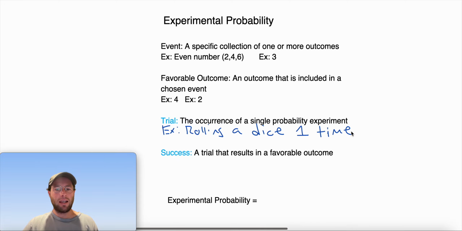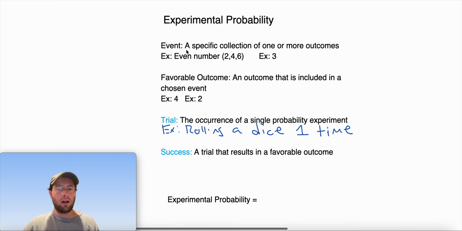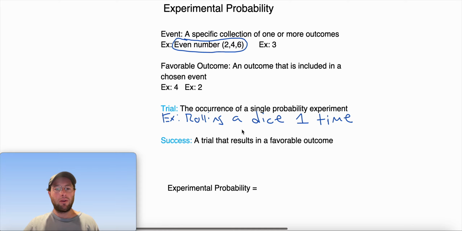And then a success is a trial that results in a favorable outcome. And so let's say that again, we chose the event to be rolling an even number. And so let's say we have a trial, and the success would be that we rolled, in our case, a 2, or for example, we roll a 6. Okay, so that would be some examples of a success if our chosen event was an even number.